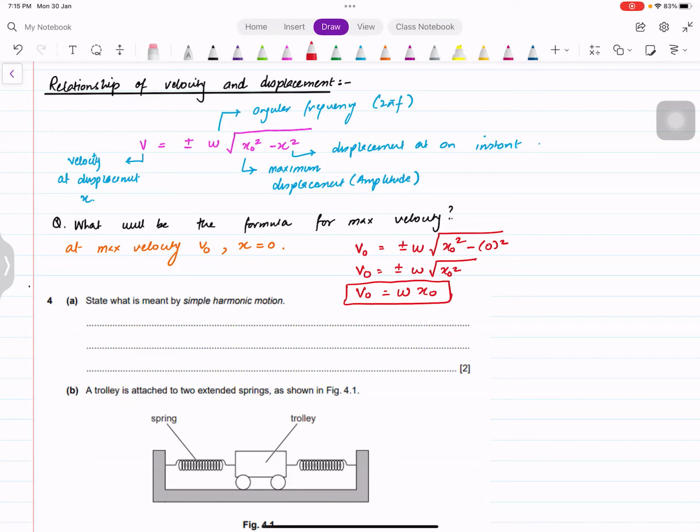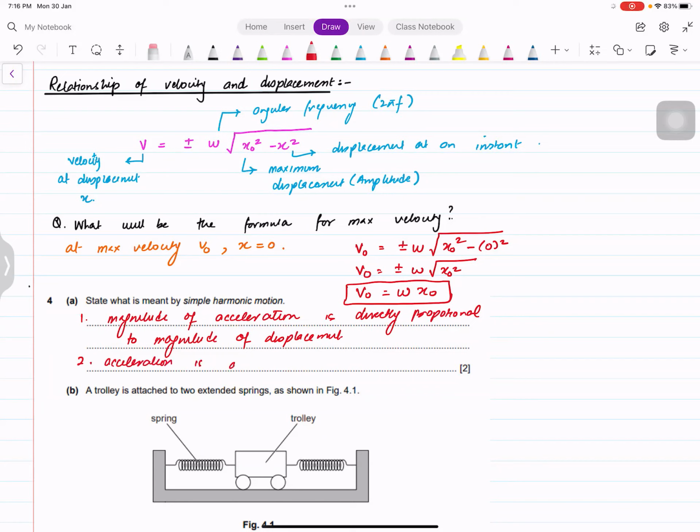So the next question says, state what is meant by simple harmonic motion. Again, for 2 marks, the first mark is always writing that the magnitude of acceleration is directly proportional to magnitude of displacement.